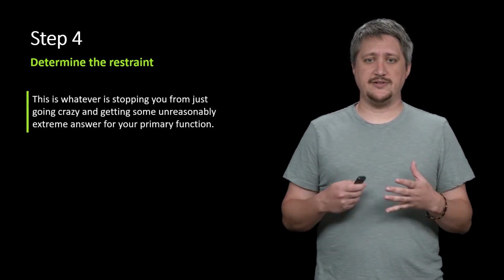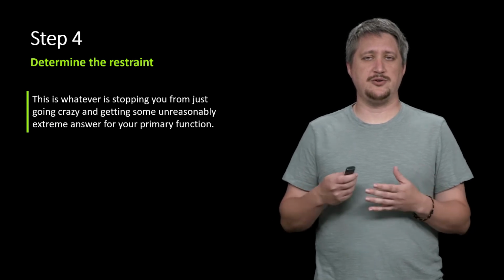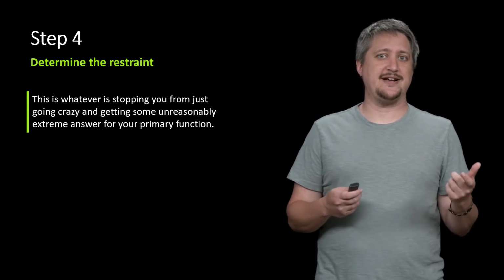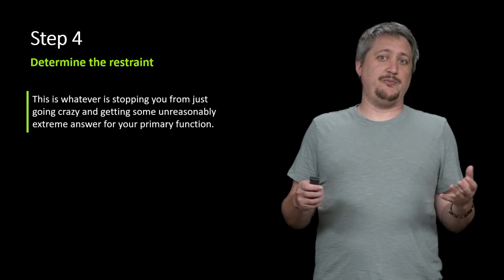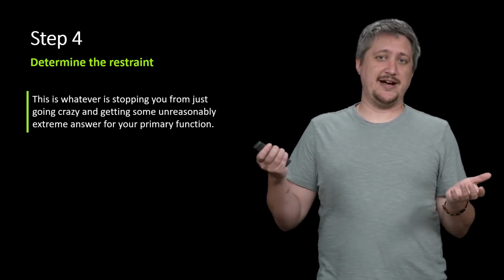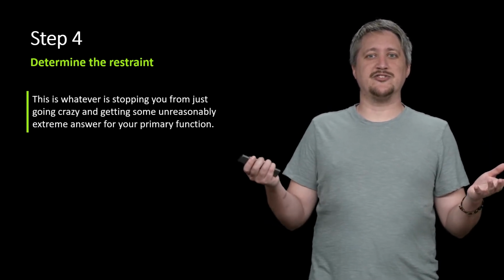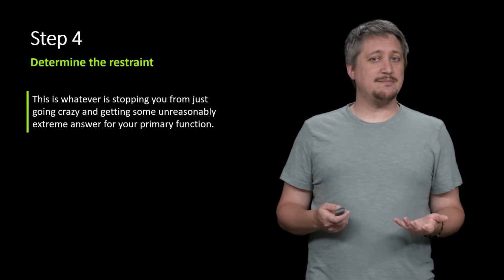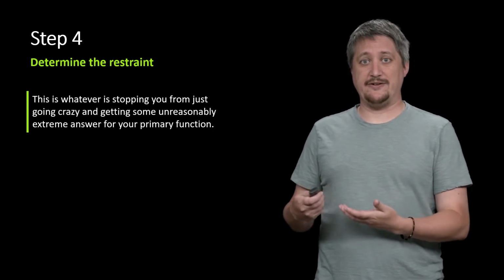Step 4, now we want to determine the restraint. So here, the idea is whatever's stopping us from going crazy and getting that extreme answer, right? I just don't make a can. My can is of size 0 and now it's free. So I've minimized the cost as much as possible, right? I can't do that because I need to have a certain volume.